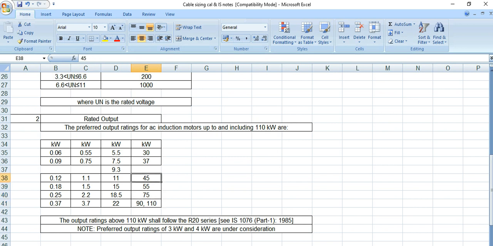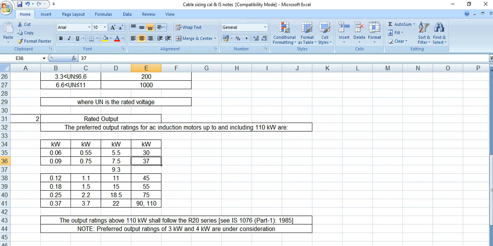Whenever you choose the standard motor kilowatt based on the process or mechanical requirement, suppose there is a pump, a compressor or a fan, based on the pump head, the capacity and the requirement, we need to select the standard motor kilowatt rating. So this will be useful for that purpose.